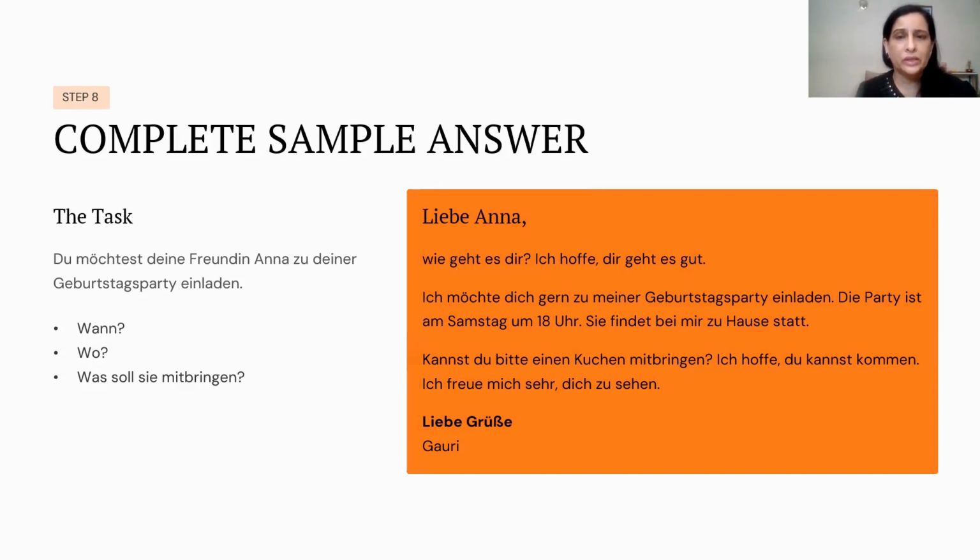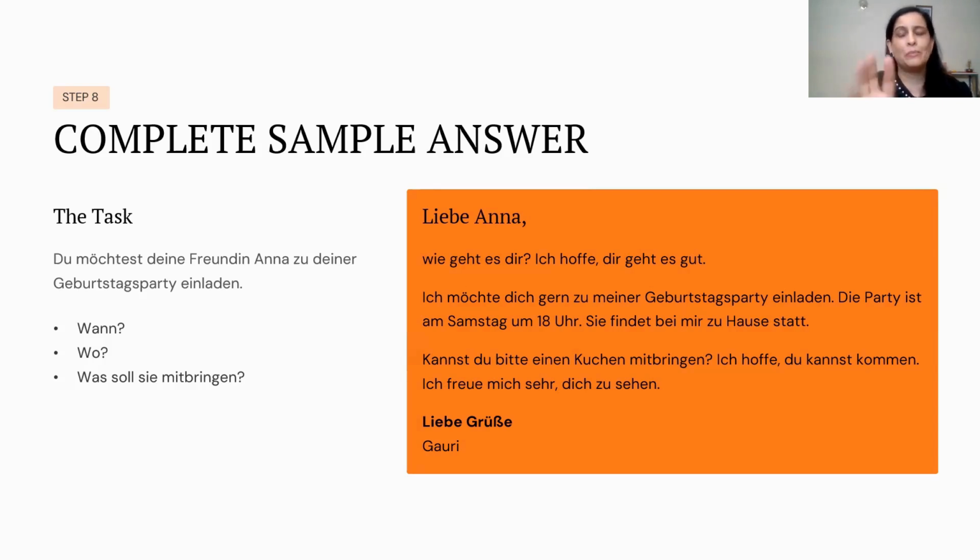Liebe Anna, wie geht es dir? Ich hoffe, dir geht es gut. Ich möchte dich gern zu meiner Geburtstagparty einladen. Die Party ist am Samstag um 18 Uhr. Sie findet bei mir zu Hause statt. Kannst du bitte einen Kuchen mitbringen? Ich hoffe, du kannst kommen. Ich freue mich sehr, dich zu sehen. And liebe Grüße, Gauri here. So after liebe Grüße, no comma, your name, but after starting with liebe Anna or liebe Peter or whatever, after that a comma should be there. Now is this clear?